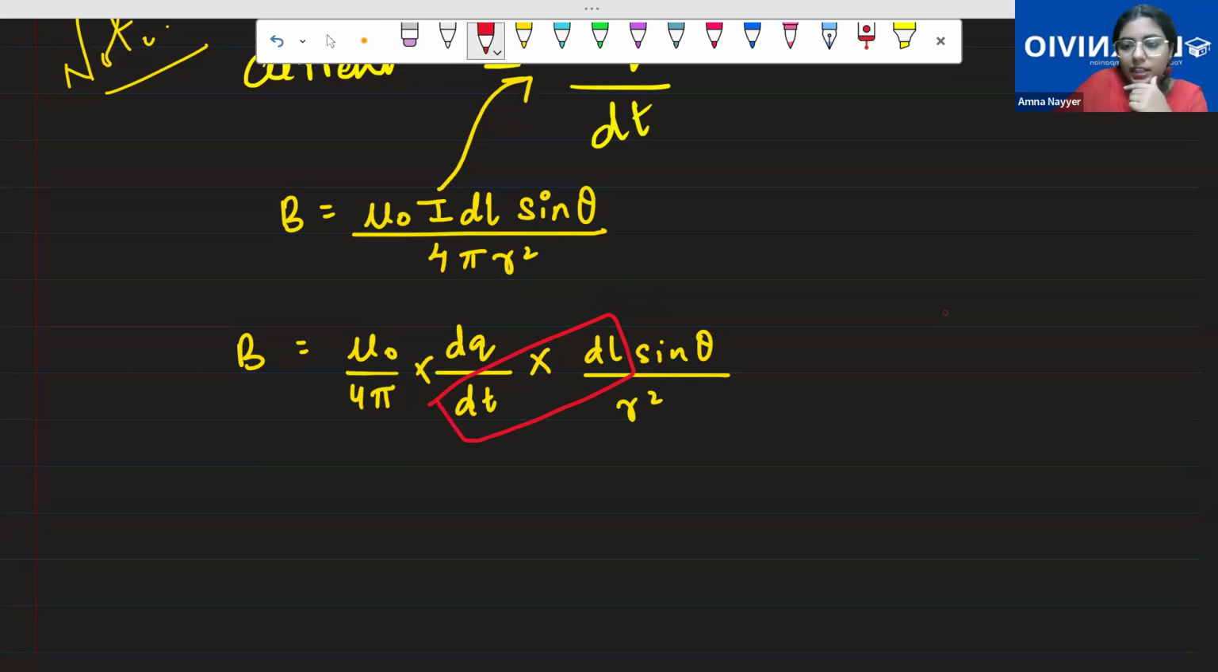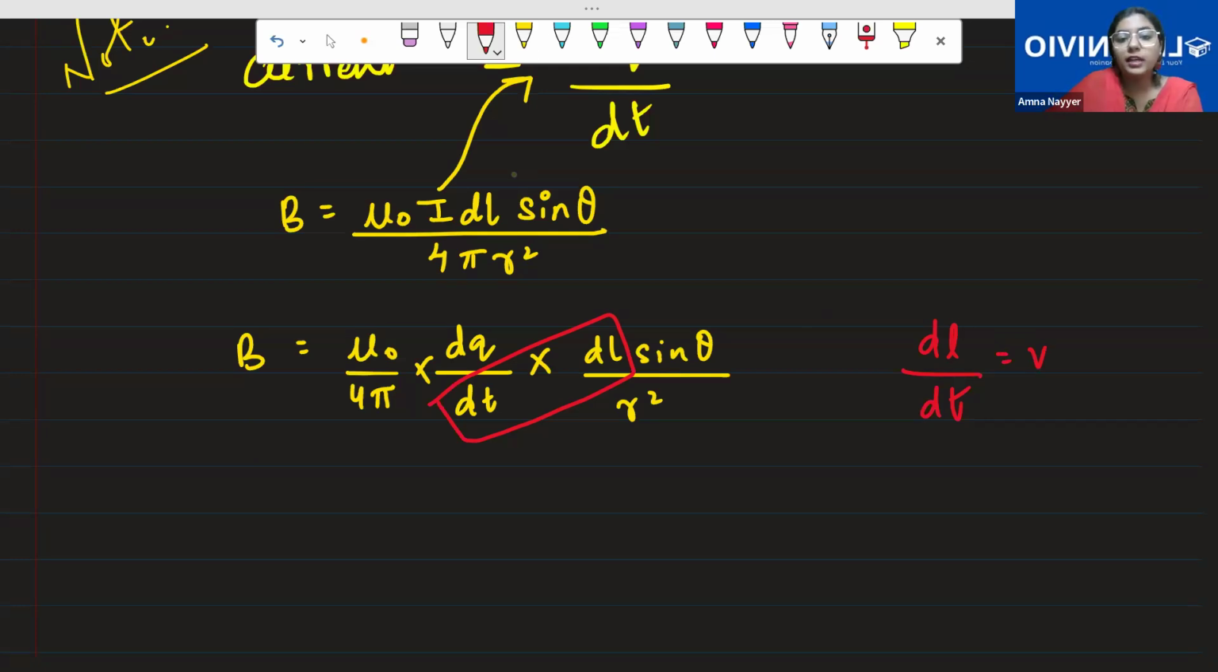dl over dt. Can you think of anything? Length by time, from 11th class, recall it. Something length, whenever length gets changed with time. Distance by velocity. Yes, ma'am.